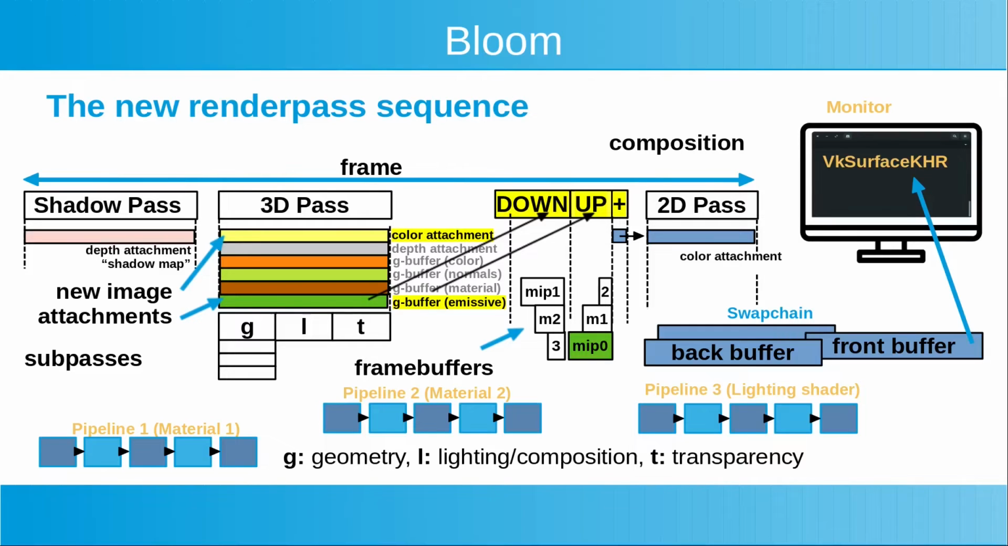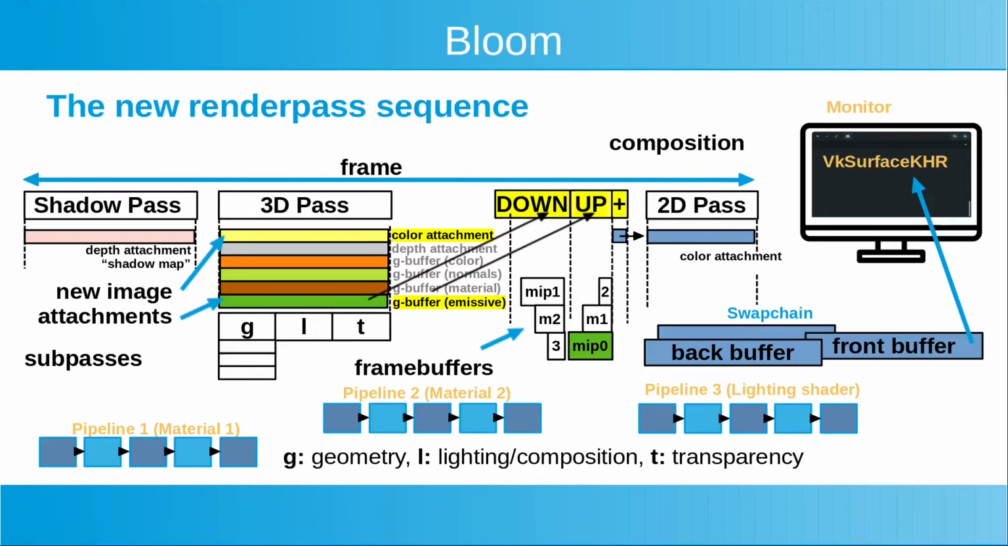For the first downsampling step, we bind the emissive image, MIP level 0, with a descriptor for a sampler so that the fragment shader can read from it. Then we also bind a frame buffer that contains MIP1 as attachment. Then we can make our single draw call to the downsampling pipeline. For the next downsampling step, we start a new render pass that reads from MIP1 and renders into MIP2 and so on. After we rendered into the smallest MIP image, we can switch to the upsampling render pass and pipeline and make our way back up.